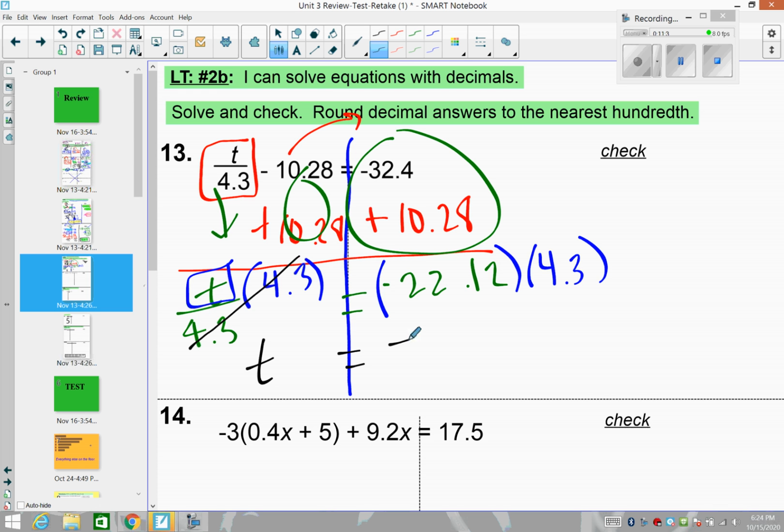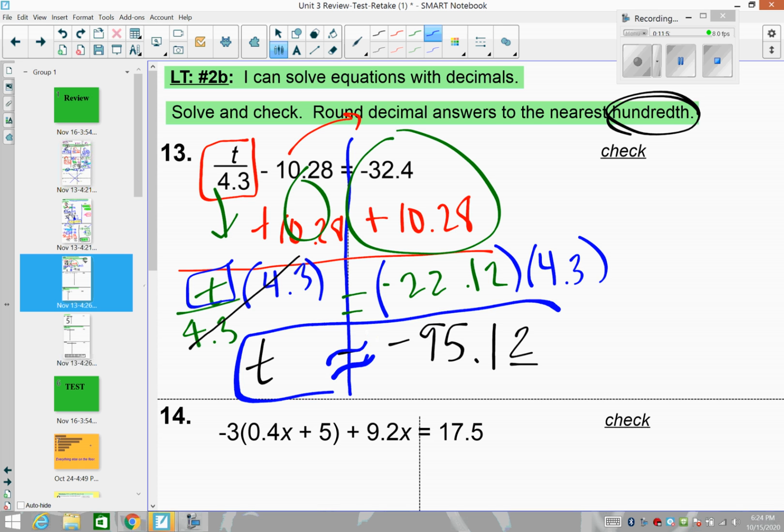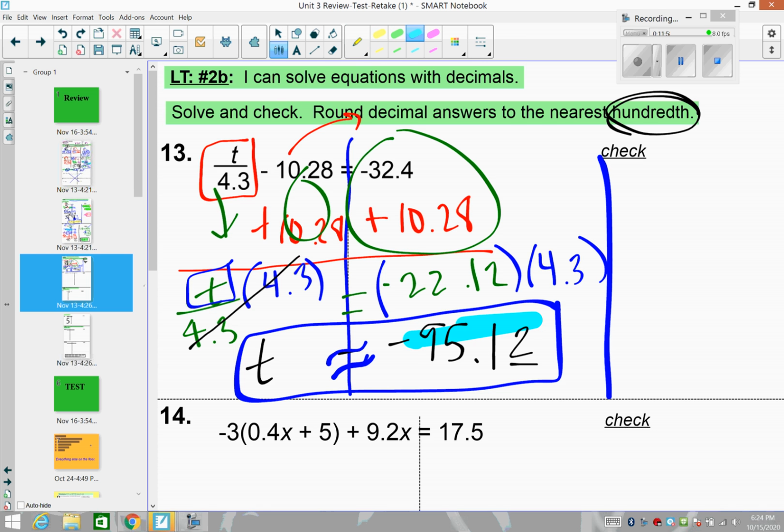Negative 22.12 times 4.3 gives me negative 95.1, and then I have to round to the hundredths. So that's 1/6, which really is a 2 then. And since I rounded it, I'm going to change these to approximately equal, so some squiggly lines, because it's no longer perfection anymore. So I believe that the correct answer is that the t value is equal to negative 95.12.